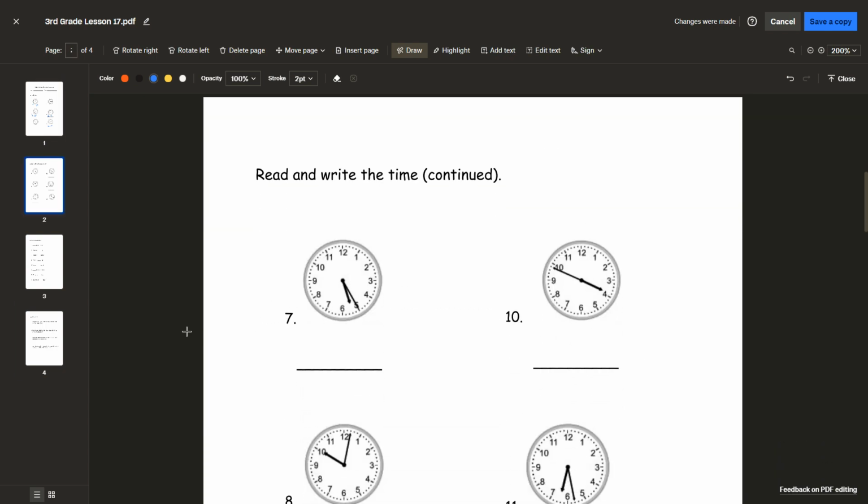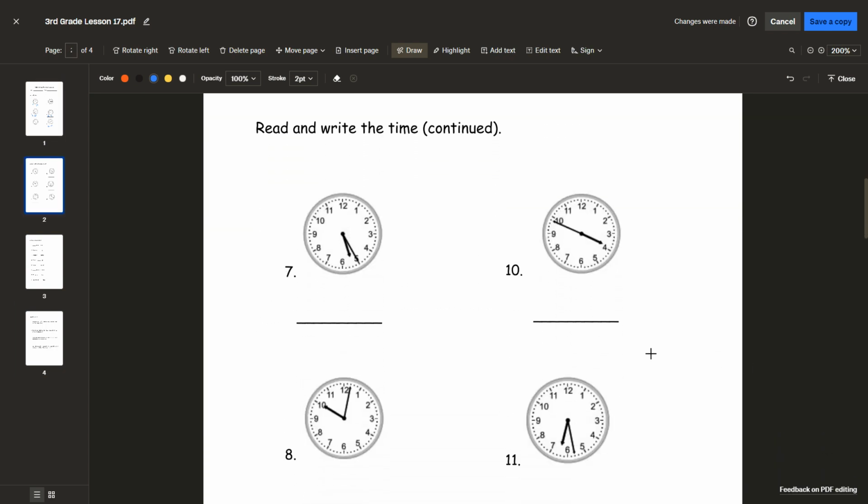Okay, next page, same thing. So we look at our hour hand. It's in between the 5 and the 6, but not yet at 6. So we write 5. We see our minute hand. It's on the 5, which is 5, 10, 15, 20, 25. Right? So we have 25.